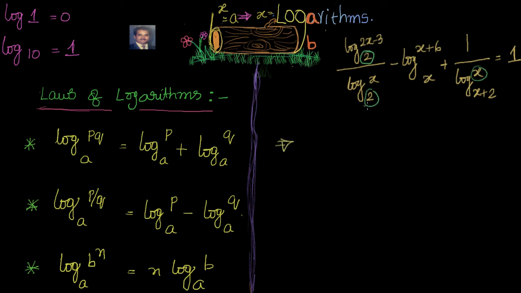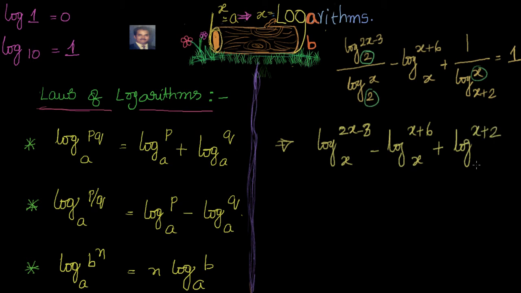This we know already. If the base is the same, then you can actually write it like this, which you have checked, I hope. It's a simple proof. Minus log of x plus 6 to the base x plus log of x plus 2 to the base x equal to 1.